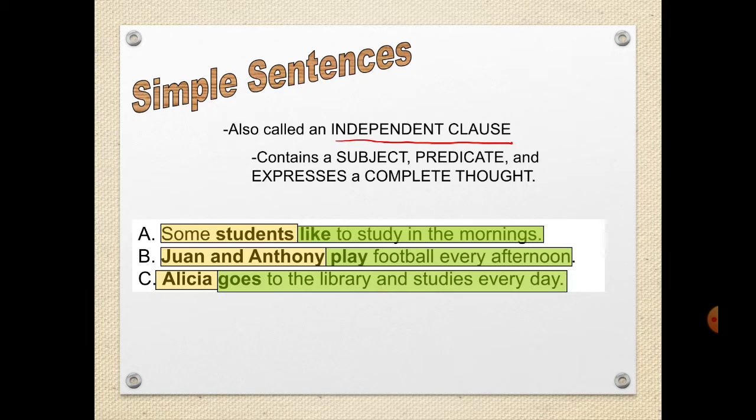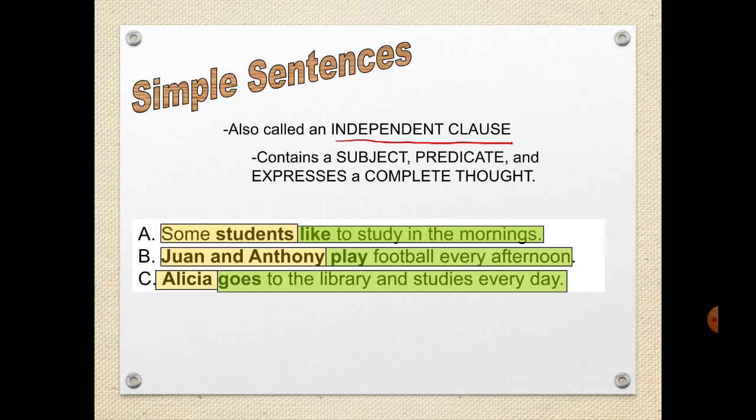Okay, let's look at A. Some students like to study in the mornings. Right, the first part of the sentence, the one in sort of like a yellow box, some students, is the subject of the sentence. While the words in the green box are the predicate, where the most important one is the verb, the bolded word. So some students, subject, like to study in the mornings, the predicate.